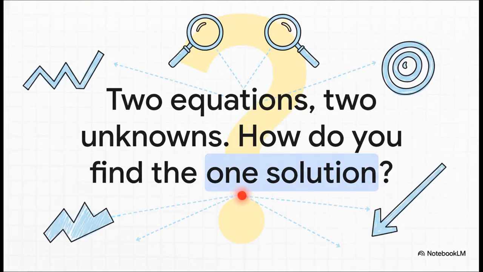So here's the classic puzzle, right? You get two equations, something like x plus y equals 5 and 2x minus y equals 1. Now on their own, each of those has tons of solutions, but put them together, suddenly there's only one single x and y that can make them both happy. The real question is, how do we find that magic pair without just guessing and wasting a ton of time?